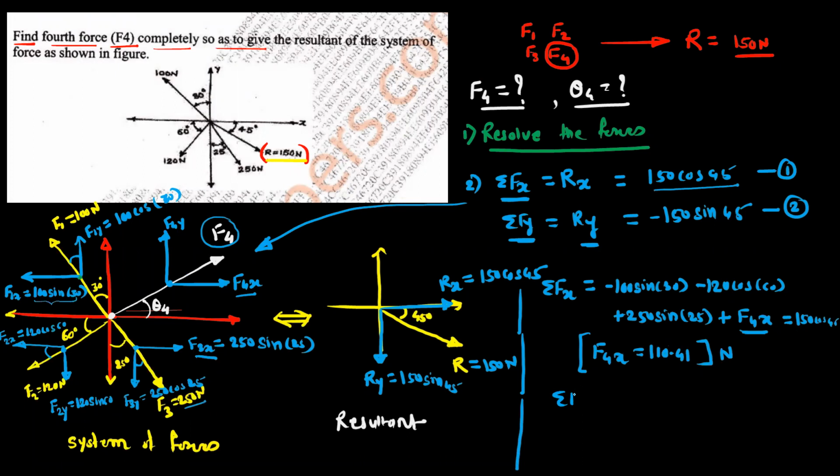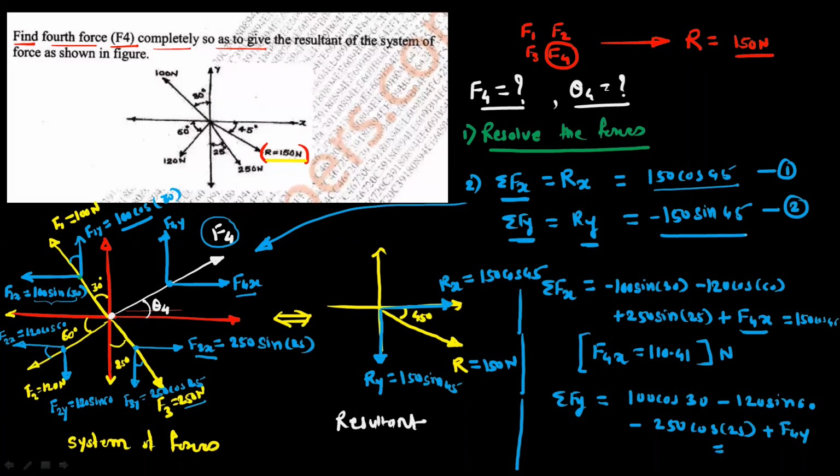Similarly, find out the summation Fy. So write the equation for summation Fy. For summation Fy, this is the first component, which is 100 cos 30. Second is on the negative side, so minus 120 sin 60. Third is also negative, minus 250 cos 25, and plus F4y. So this summation Fy is equal to the y component, which is minus 150 sin 45.